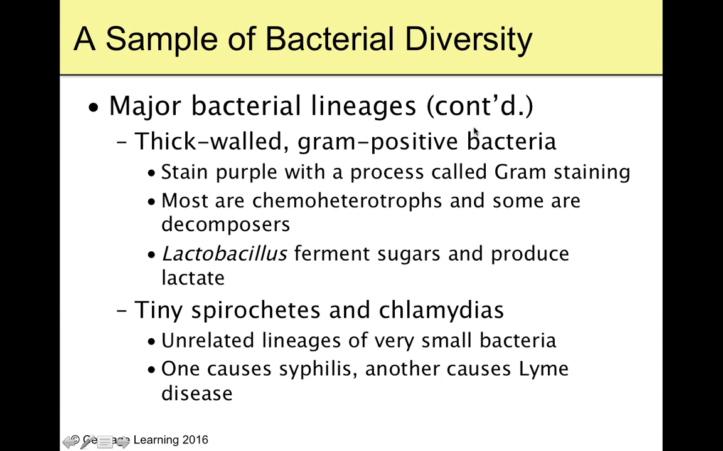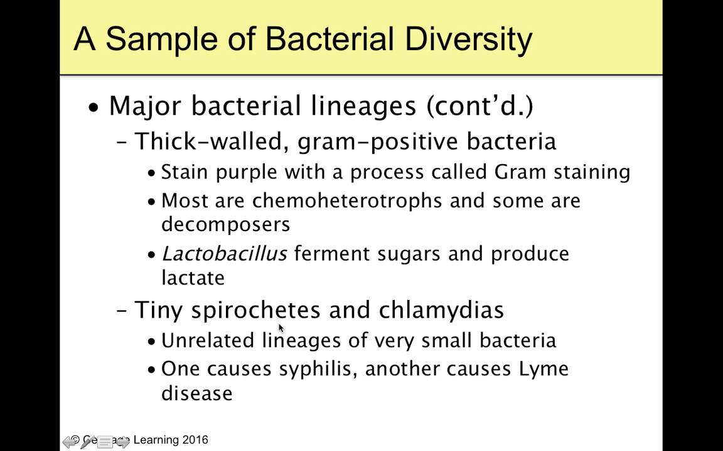Major bacterial lineages, we have gram-positive bacteria. Basically, they show up with gram staining. They turn purple or pink. And most of these guys are chemoheterotrophs, so decomposers. They need a chemical. They're eating something that's already made, an organic chemical. Lactobacillus, you just saw, eats the sugars made by milk or yogurt.